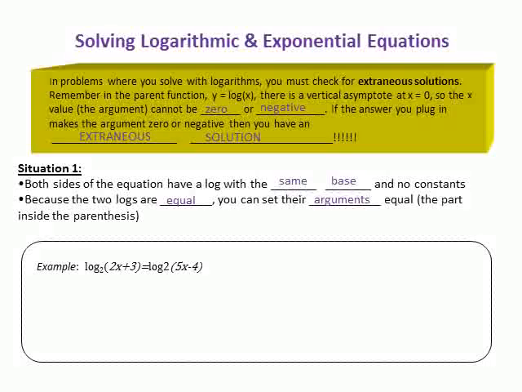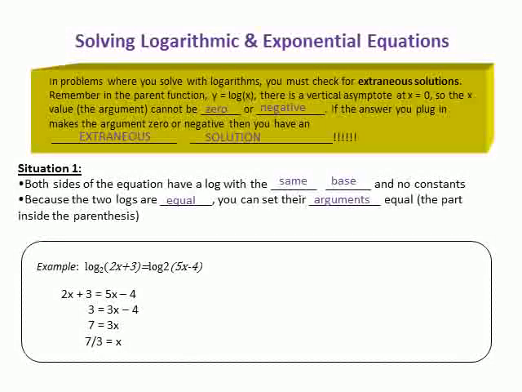Because those both have the same base of 2, we know that the 2x plus 3 has to equal the 5x minus 4. So we're going to say 2x plus 3 equals 5x minus 4. If we subtract 2x, we have 3 equals 3x minus 4. Add the 4 to the other side. Divide by 3. So we get an answer of x equals 7/3. You always want to plug it into your equation and make sure it's not going to make it 0 or negative.